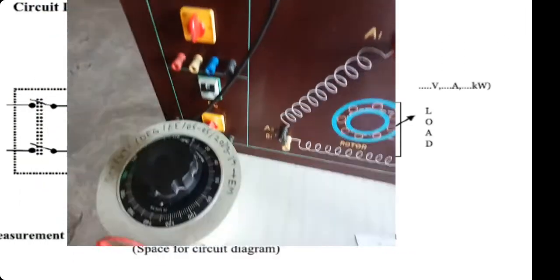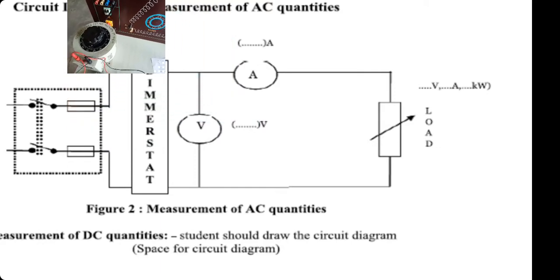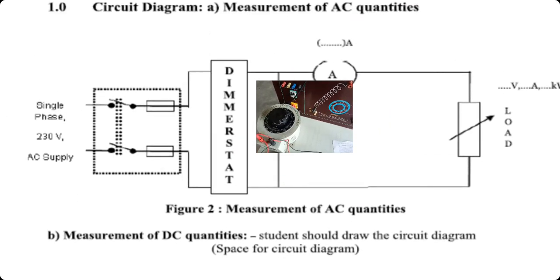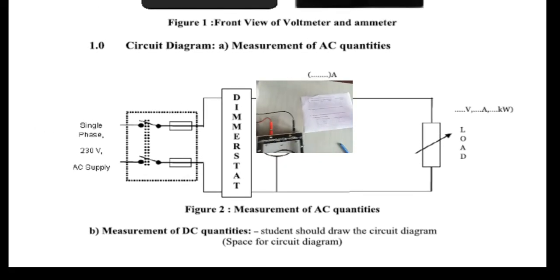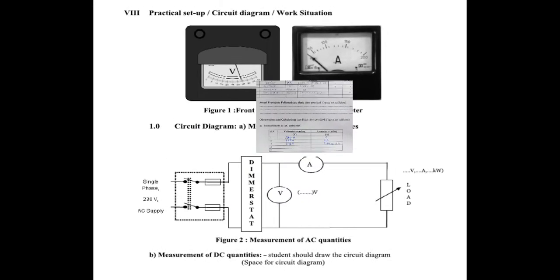In this way we performed practical number 4, measurement of AC quantities. In the same way the student should perform measurement of DC quantities and write everything related to the practical: results, interpretation of results, and conclusion.